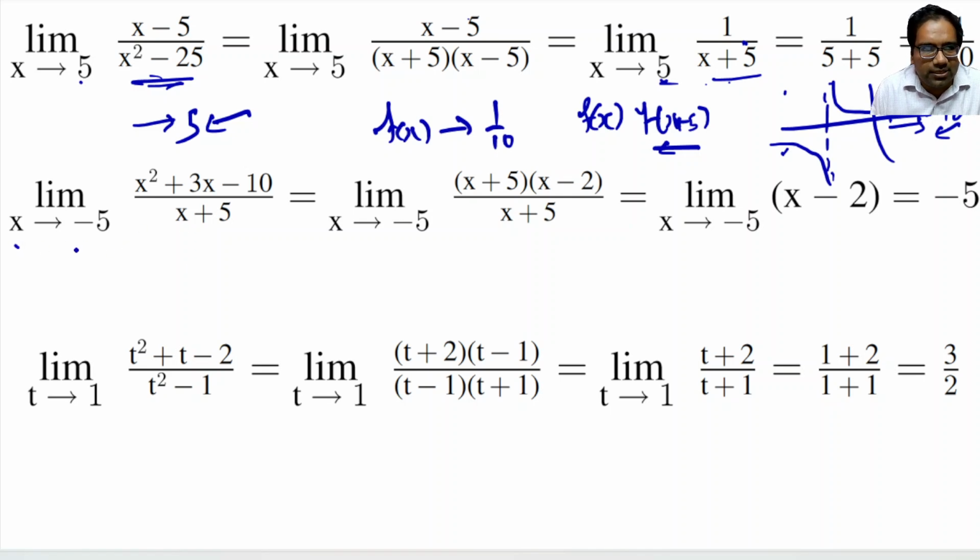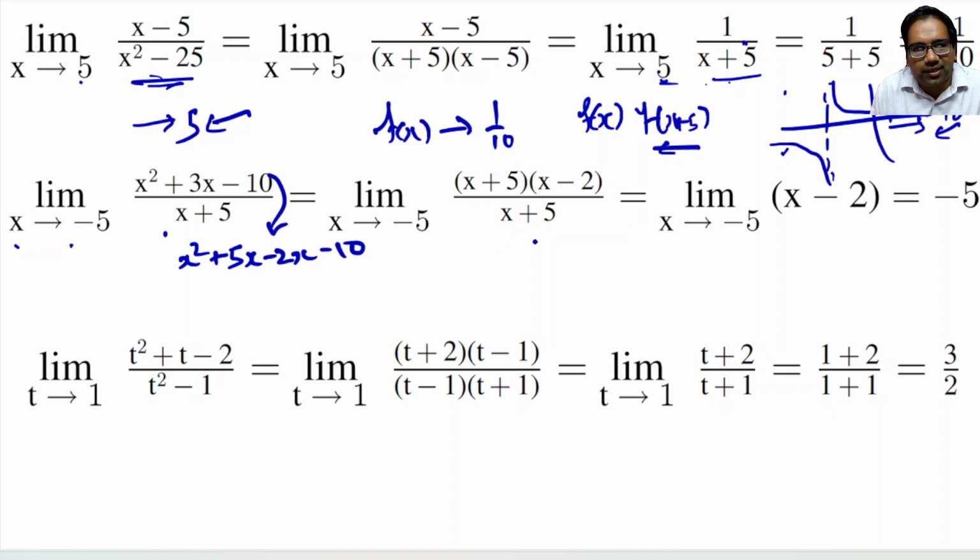Similarly here, x tends to −5. Clearly we cannot directly say what will happen to this function when x equals −5 because the denominator becomes 0. So we have to find some other identical function. We have to factor x + 5 here and cancel it. We can write the numerator as (x + 5)(x − 2), since that is x² + 5x − 2x − 10. So we can factor it like this.